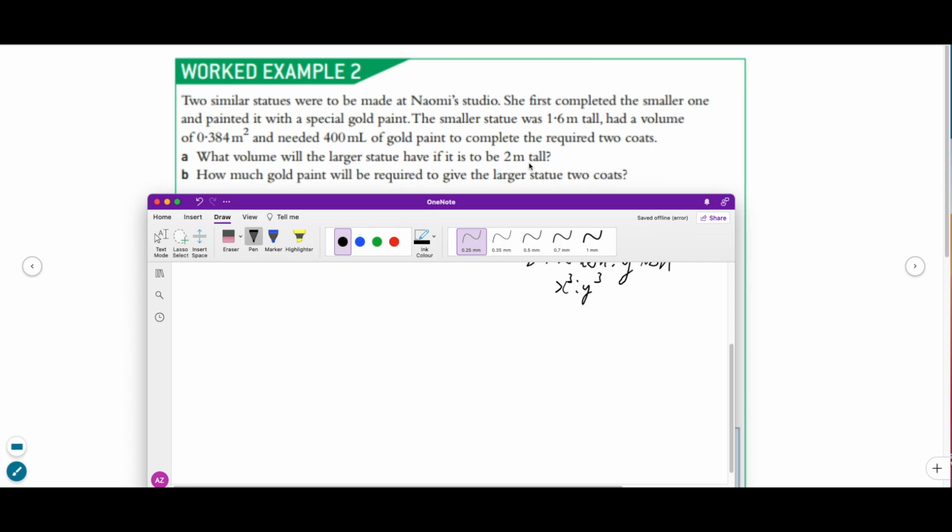Okay, so normally when it comes to questions that have the word paint, the first thing you should think of is surface area, because normally paint is area, right? So let's just write down the ratio of the sides first. What's the ratio of the sides? We know the smaller one is 1.6 and the big one is 2, so 1.6 to 2.